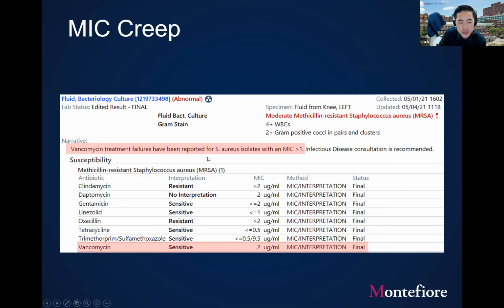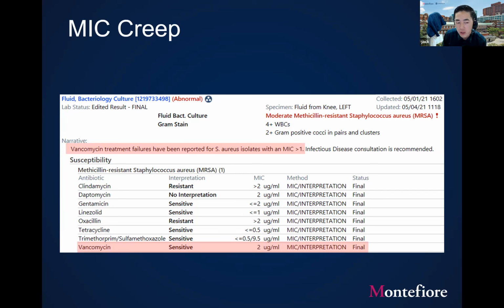I just want to touch on this MIC creep. For the most part, CLSI establishes a breakpoint of 2 for vancomycin against Staph aureus. If it's 2, it's still sensitive, but we know that it's a little bit harder to treat. So our arbitrary breakpoint in our head should be 1.